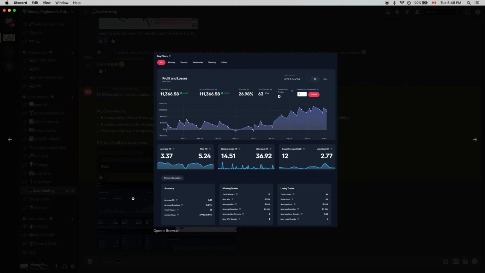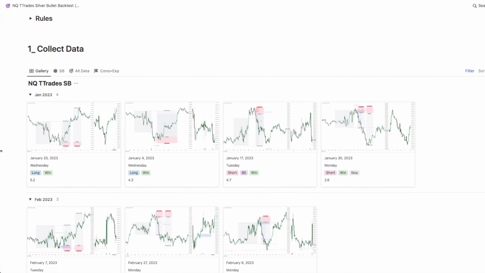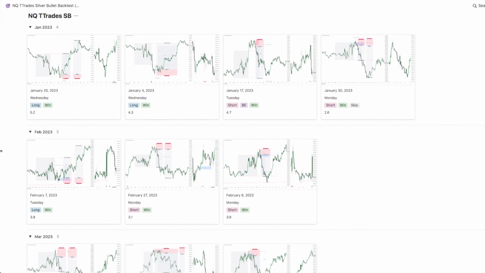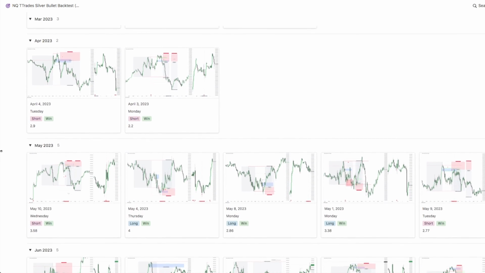He backtested the TTrades silver bullet for an entire year because he liked it and he actually found some great things to make it even better. They share with the other pro members. He's the real MVP for that. But he also said that the main difficulty with this strategy is the entry criteria, and I agree with that.